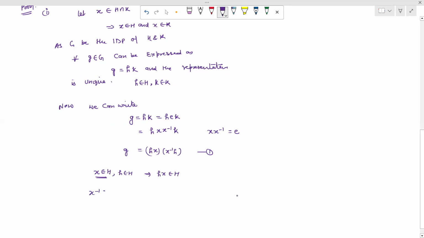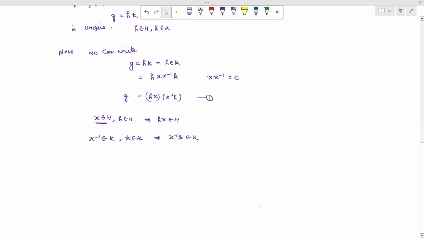Similarly, x inverse belongs to K and k belongs to K, which implies that x inverse k also belongs to K. But by uniqueness of representation, we can write h is equal to hx. So this can be written as he is equal to hx.